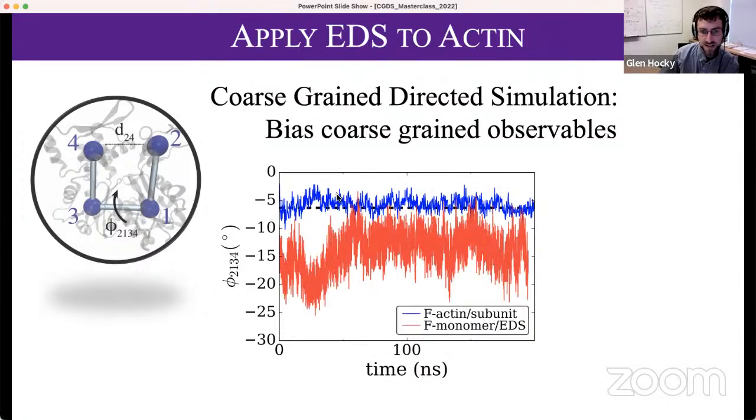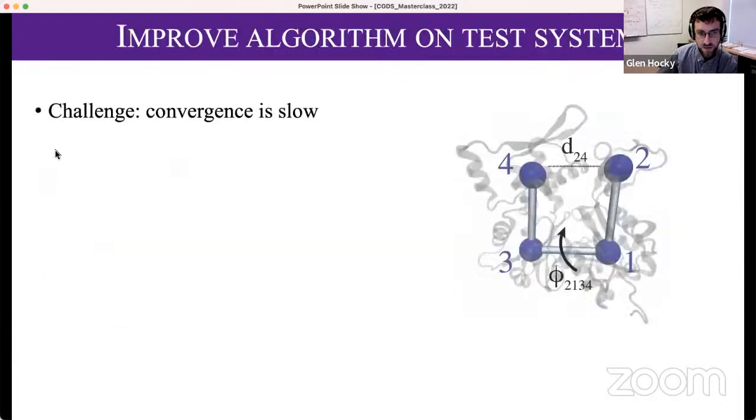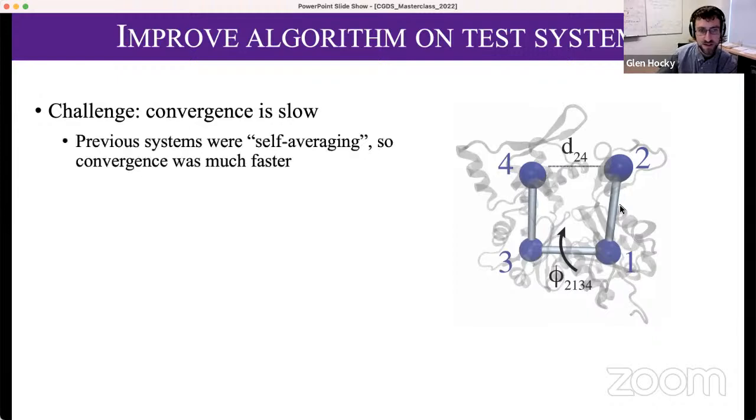So to remind you again, this is what a filament looks like, the target, and the bottom is what happens if it's unbiased. Also, what I'm actually showing here is when we just turn on the EDS method the way that Andrew just talked about it, it did not work. So what's going on? Why doesn't this work, even though Andrew showed that it works very well for a lot of systems? The challenge was that when we switched to this atomistic system, convergence was very slow.